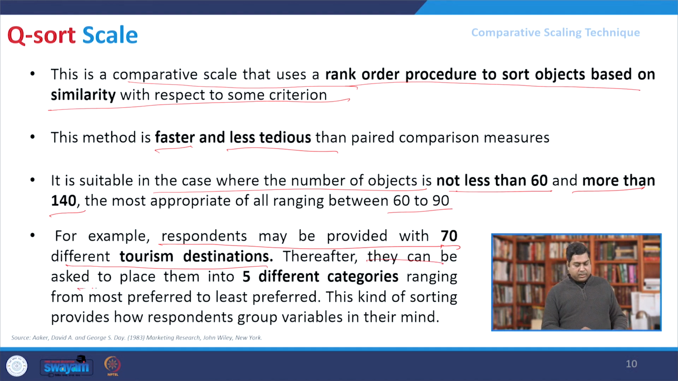Thereafter they can be asked to place them into 5 different categories: most preferred and least preferred at the 2 extremes, and then preferred, not preferred, or maybe something neutral, average. Then they can group all those 17 destinations into those pockets. This kind of sorting shows how respondents group the variables in their mind. So it is again an exercise in making a trade-off. Should I put this location in the most preferred list, or maybe in the least preferred list?